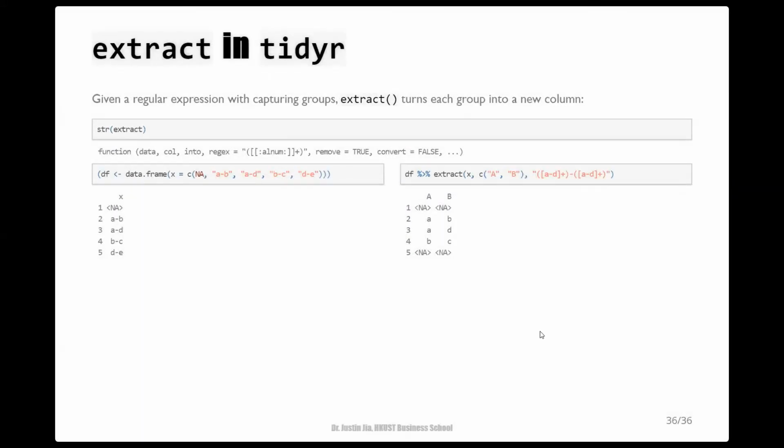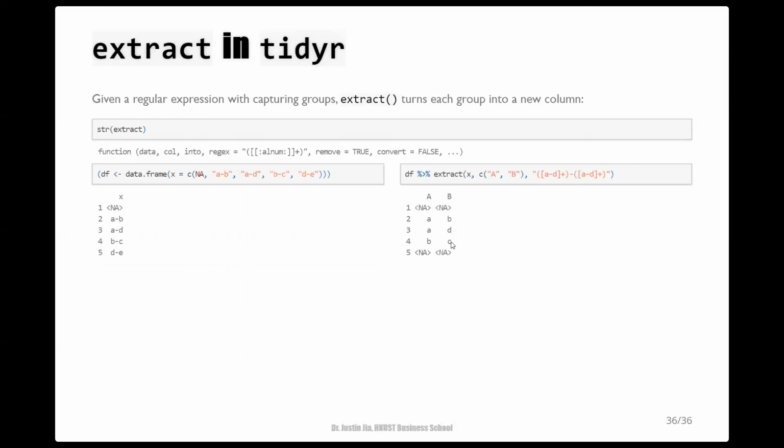Another noteworthy function that works with regular expressions is extract in tidyr. Given a regular expression with capturing groups, extract separates the substrings stored in these groups and turns them into their own columns. In this example, this regular expression matches values from the second row through the fourth row, produces two capturing groups for each matched value, and turns each group into its own column.